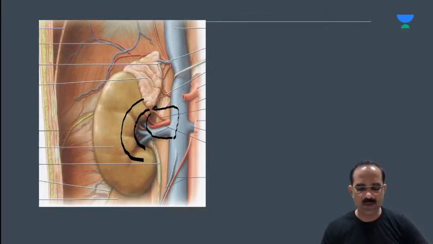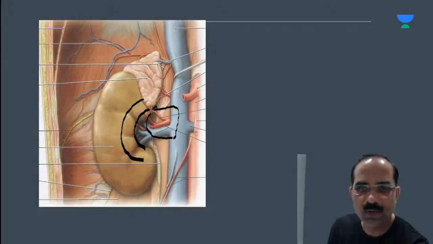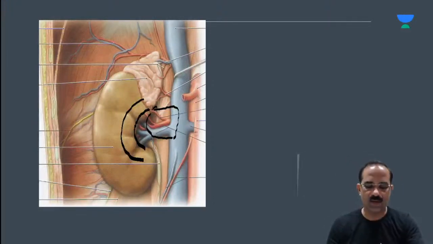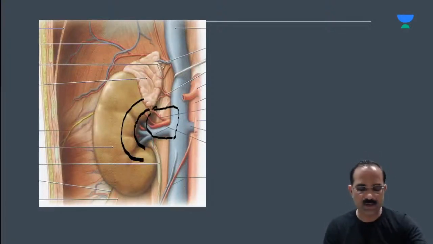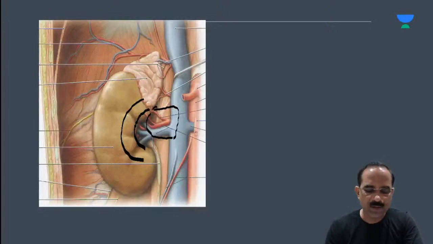Who's this, students? What is this structure? If you can tell me. This is the IVC. That's the IVC. Second, what is this structure? This is the right renal vein. Third, what is this? Any idea? What is this structure?